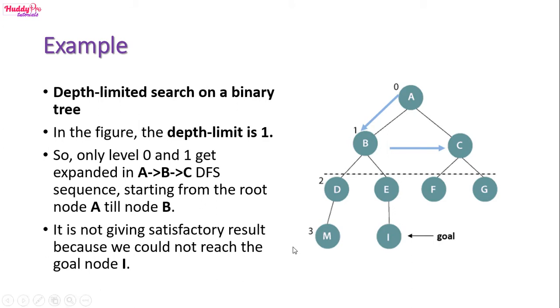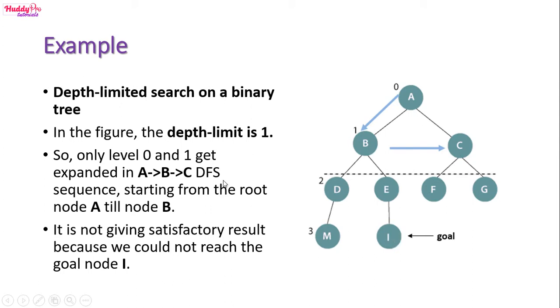So here we are having a depth limited search on this binary tree. In this figure, the depth limit set is 1. So you are seeing this dotted line. That's the limit on level 1. So we are saying only level 0 and level 1 get expanded. So we have A to B, then to C. Now we cannot go to D because we shall be going to another level. So when we reach B, we go to C. But our goal, remember, when we look at the diagram, is I.